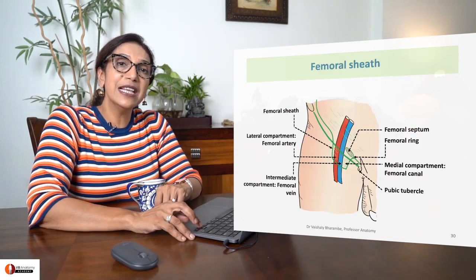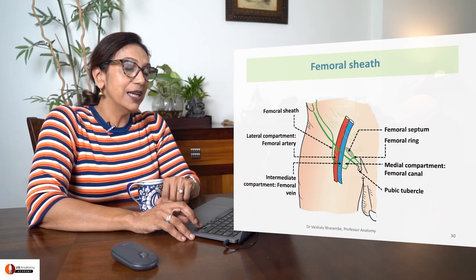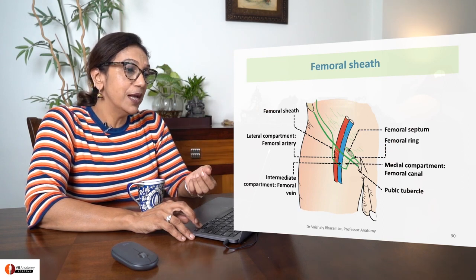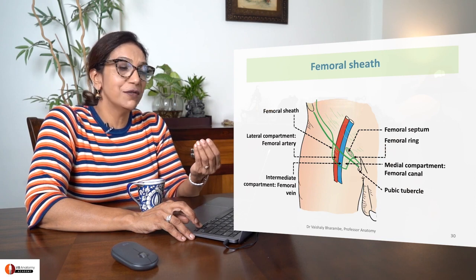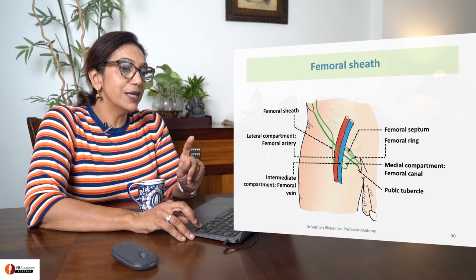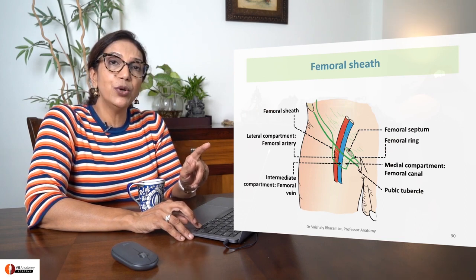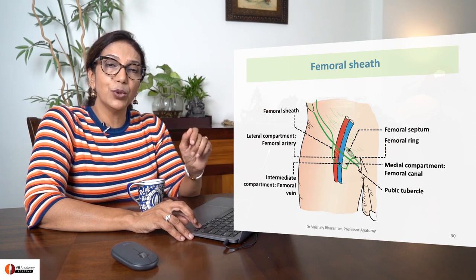So we now come to the last part of the class, the femoral sheath. As you can see, the femoral sheath is a sheath coming down from the abdomen, enclosing the proximal part of the femoral artery and vein, showing a compartment medially, which is called the femoral canal. The femoral canal is guarded above by the femoral ring, which is covered by the femoral septum.